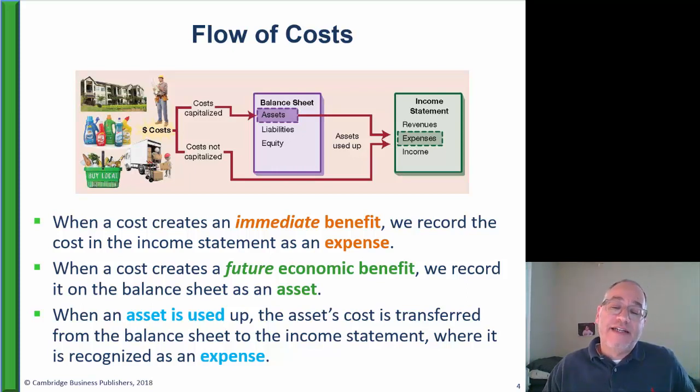If you invest in an asset, then when the asset gets used up, then it becomes an expense. For example, let's say you pay for advertising next month. That's an asset because now I'm entitled to this advertising. Once the advertising runs, then the costs have been used up and it becomes an expense.